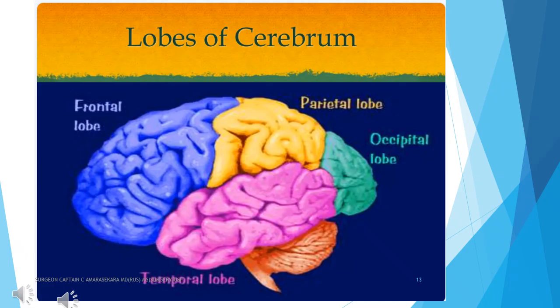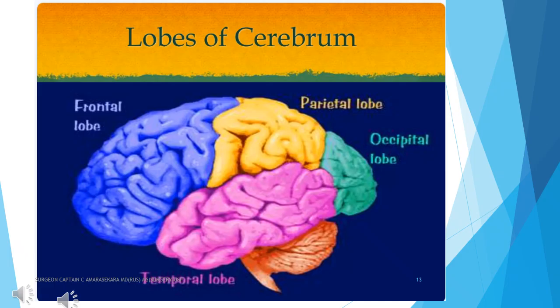Functional mapping of cerebral lobes. Now that we have visualized the lobes of the cerebrum, frontal in blue, parietal in yellow, occipital in green, and temporal in pink, let's decode their functional roles and clinical relevance. Frontal lobe, marked in blue: its main functions are executive control, voluntary movement, and speech production in Broca's area in the dominant hemisphere.